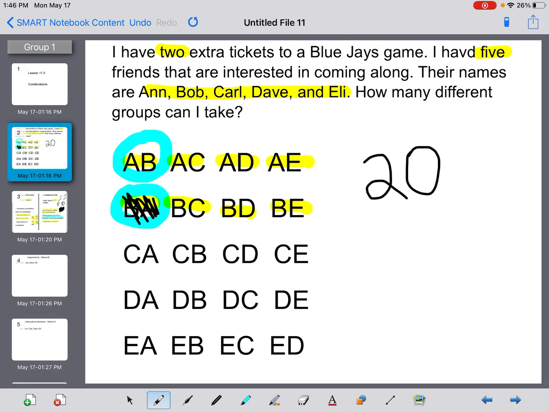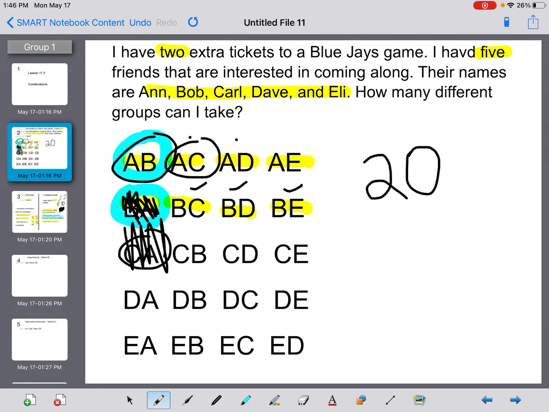So if I look across Ann and Bob, Ann and Carl, Ann and Dave, and Ann and Eli, that's all fine. Then I've already crossed out Bob and Ann, because that's the same as Ann and Bob. Now I have Bob and Carl. I can double check. Have I had that combination? No. So that one's fine, that one's fine, that one's fine. But now look, Carl and Ann, well, that's the same as me up here taking Ann and Carl. So I'm going to cross that out.